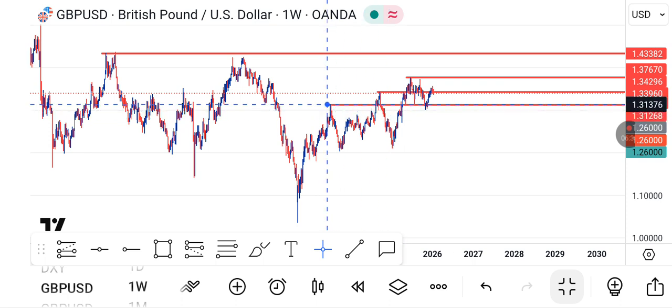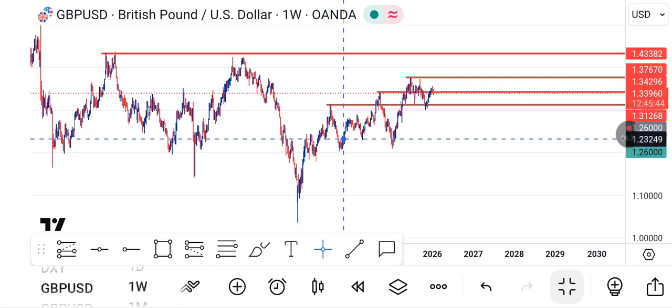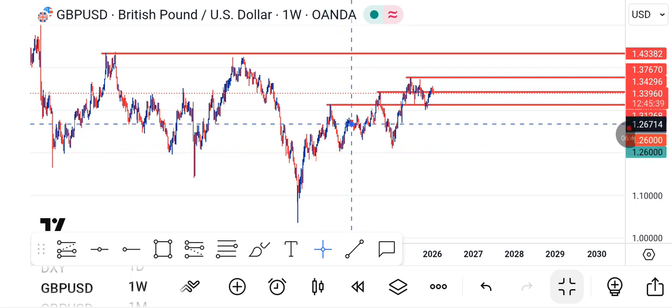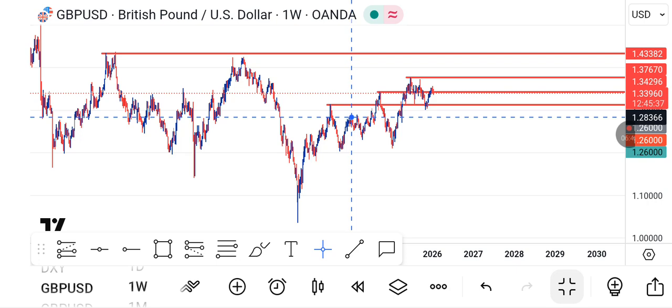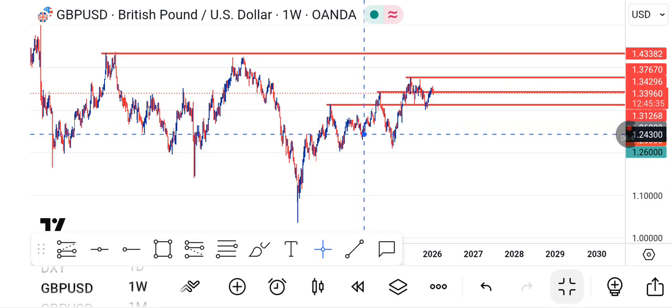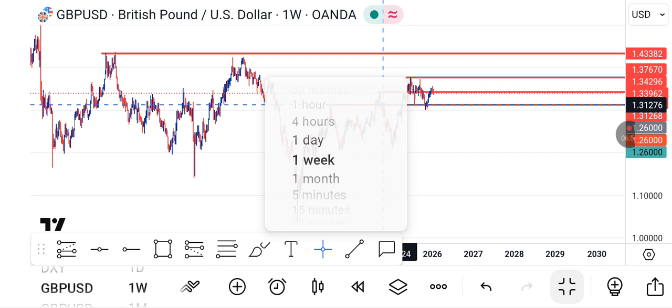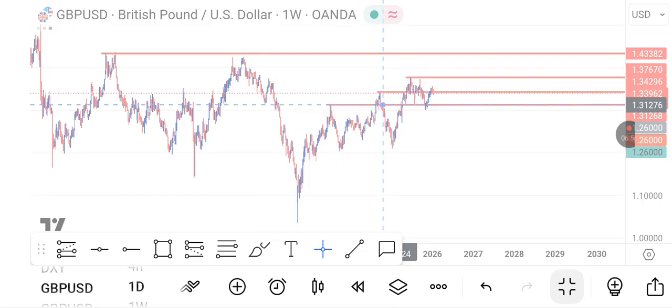So when pounds USD created this resistance, it dropped down, it sold down towards this place and stopped, and moved in this pattern and went back up to this resistance. It was supposed to respect it and drop down. But what happened? Let me go to the daily time frame.